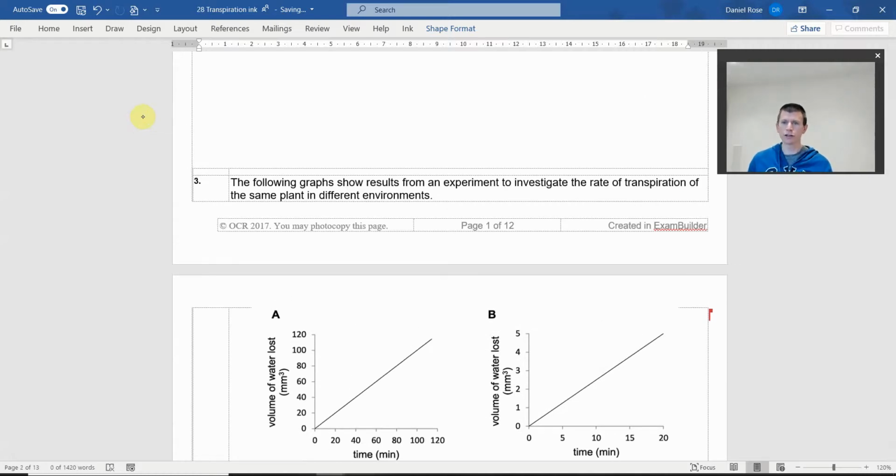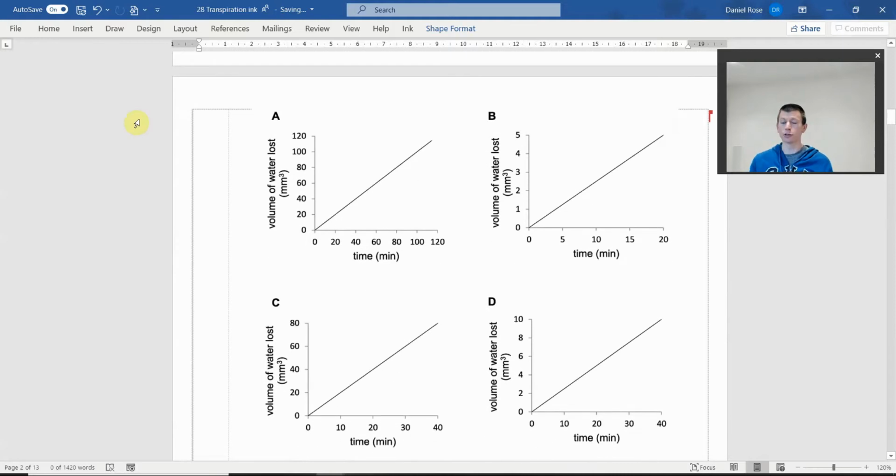So the following graphs show results from an experiment to investigate the rate of transpiration of the same plant in different environments. So, changing environments. Let's have a little look then. As always, before I launch into questions, I'd like to get my head around what the graphs are showing. So volume of water lost is 120. Time at the bottom goes up to 120. So it's directly proportional, more or less.